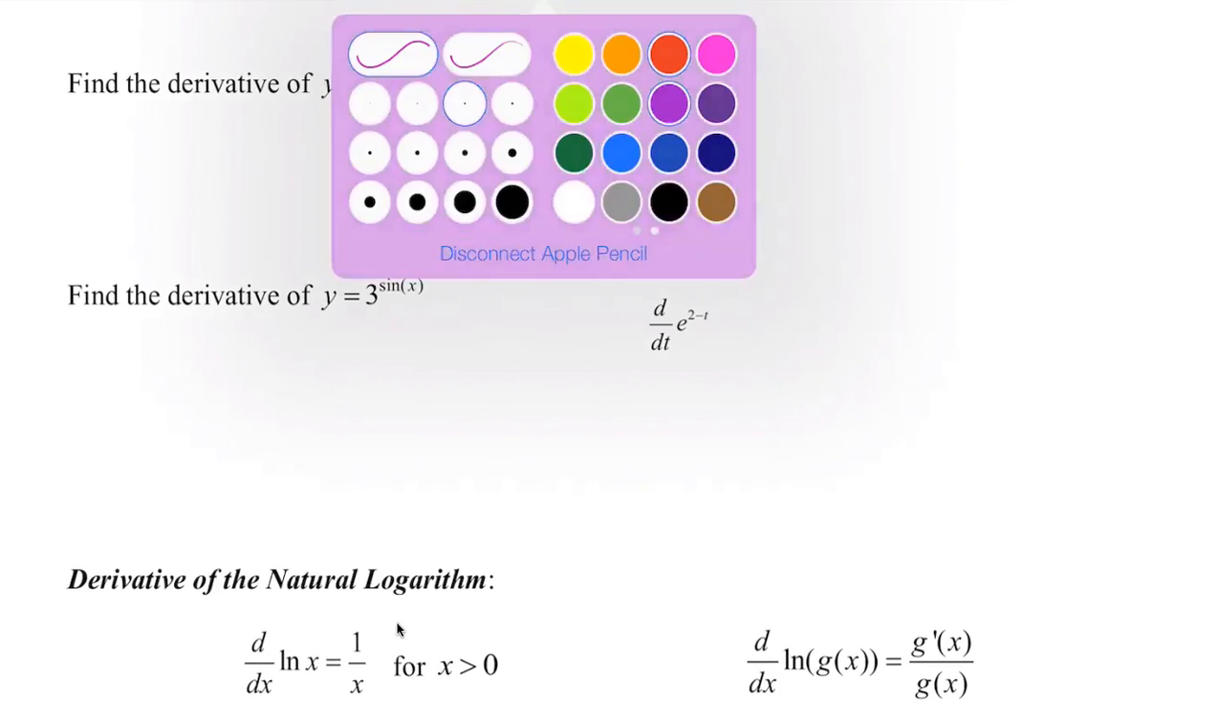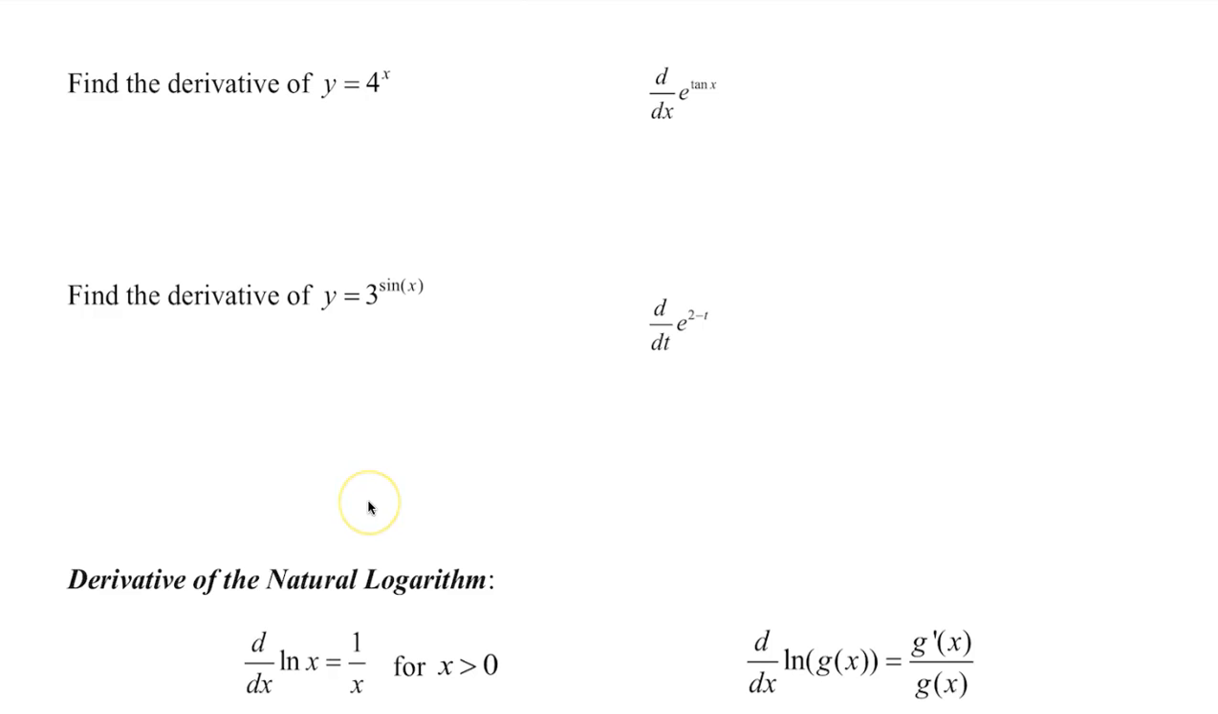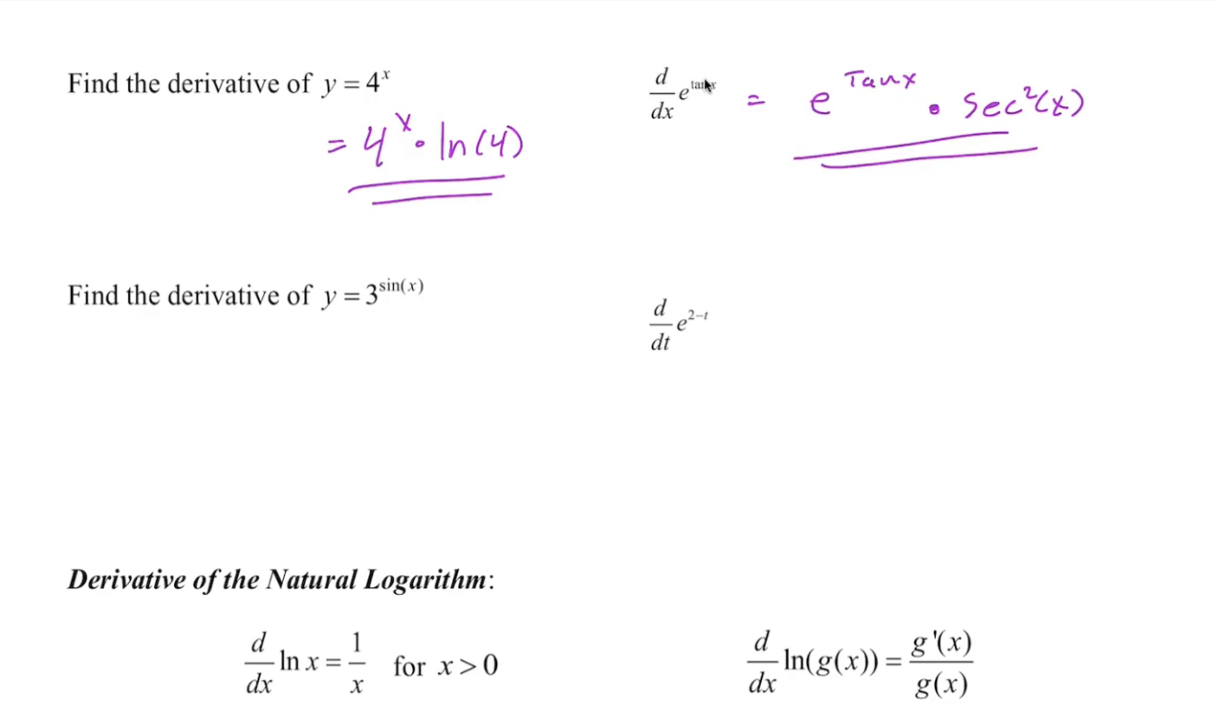Our first one: they want you to find the derivative of y equals 4^x. Remember what I said? It's an exponential function, so we copy it, then times by the natural log of the base. There we go. Now we have an e to the tan x. This is a chain rule, because it's e to something. Take the derivative of the outside e, which is just e. Leave the inside alone, tan of x, times by the derivative of tan of x. Remember, the derivative of tan is secant squared. There you go.